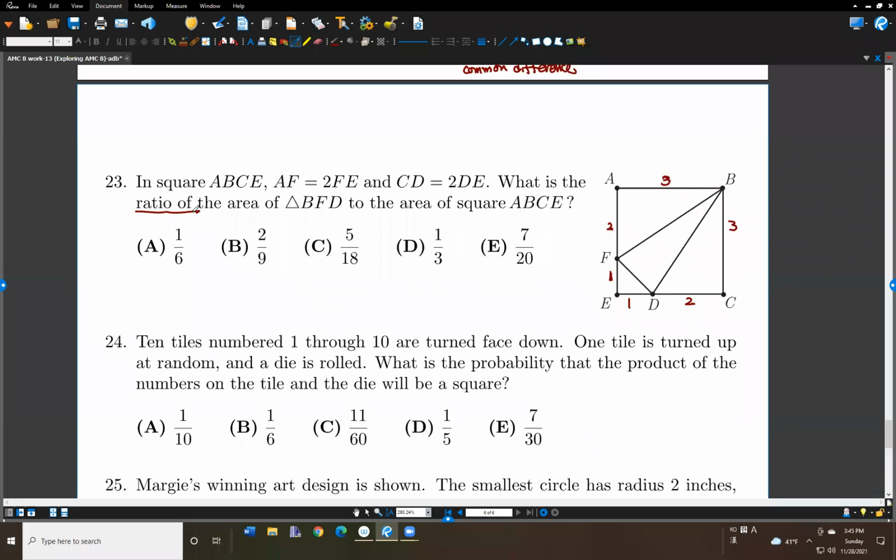They are asking you to find the ratio, percent, and the fraction. When it asks for a ratio, fraction, or percent, okay, use any convenient number.